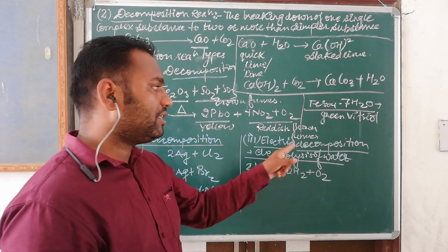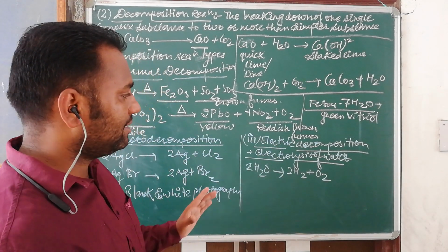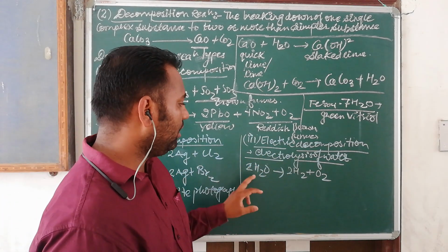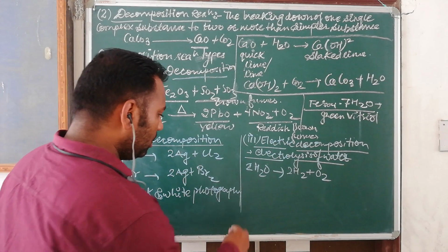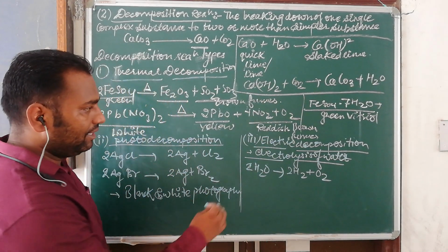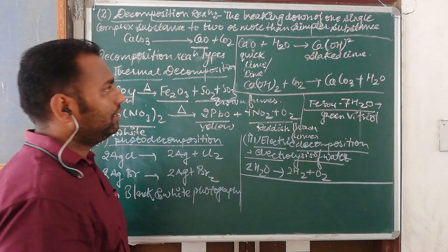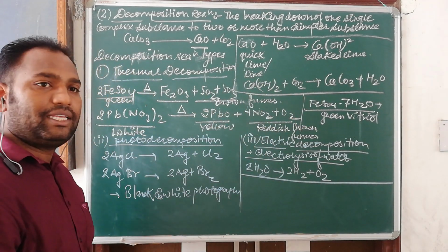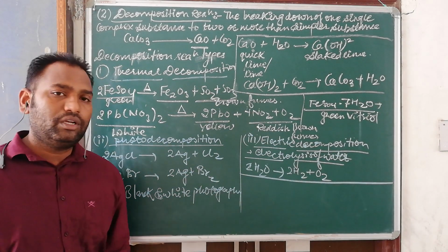Electric decomposition means decomposition by electricity. So electrolysis of water: 2H2O gives 2H2 plus O2. We can also see this activity. First you have to write it, and then we will see the activity of electrolysis of water. It is a very important question for exam purposes.